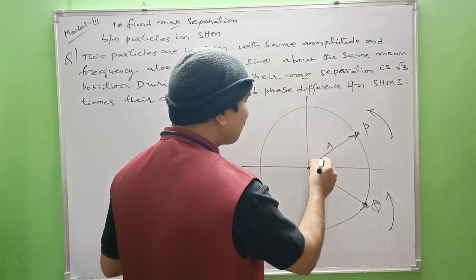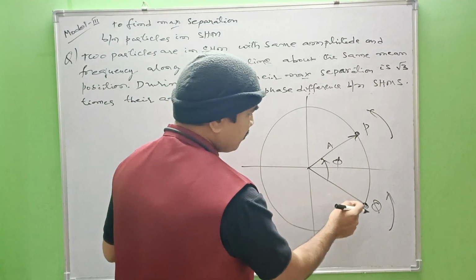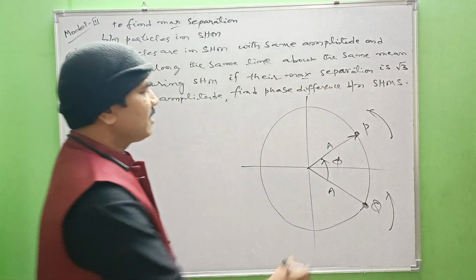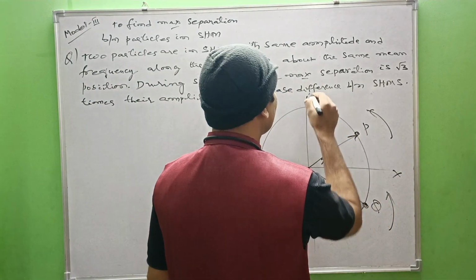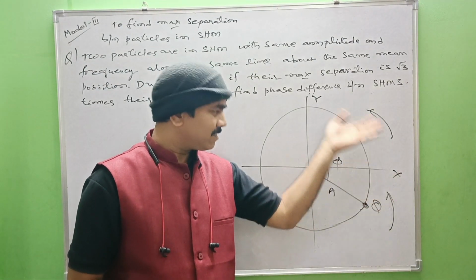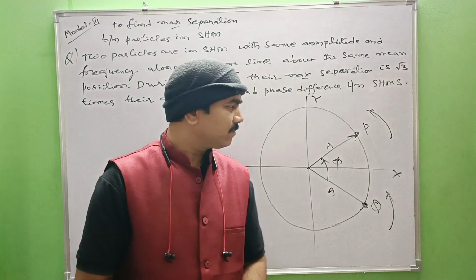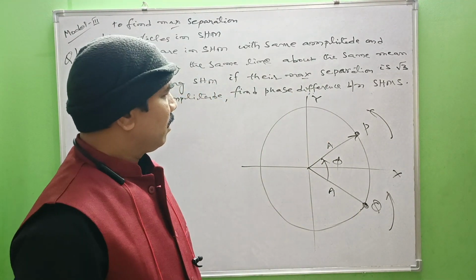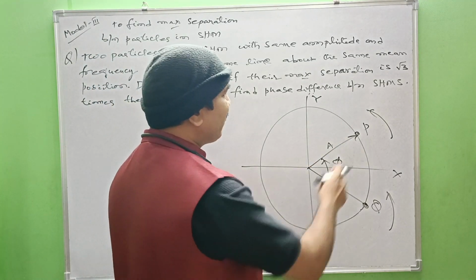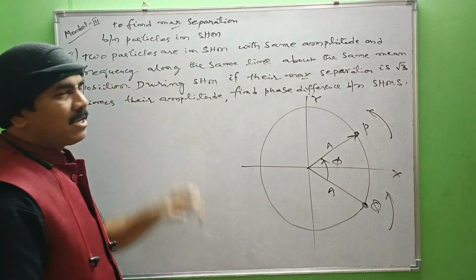Now what is the phase difference between these two here? Pi is the phase difference. Now what is the amplitude of the second particle Q? This is also A. Right? See, this is the x-axis, this is the y-axis. So both particles are moving in uniform circular motion along the same circle with the same amplitude and same angular frequency. Right? So that's what is given in the sum. So at this instant, what is the maximum separation between these two? Root 3 times their amplitude.